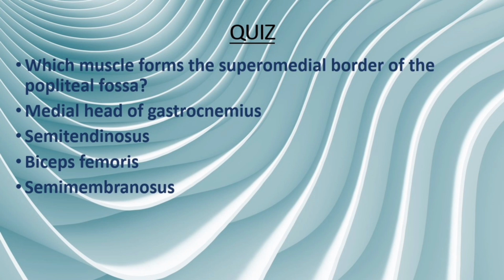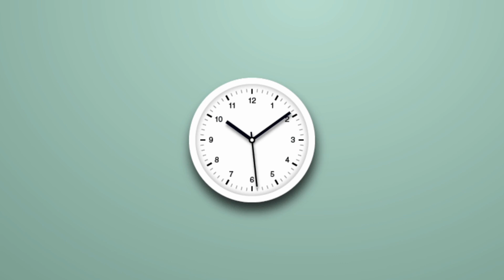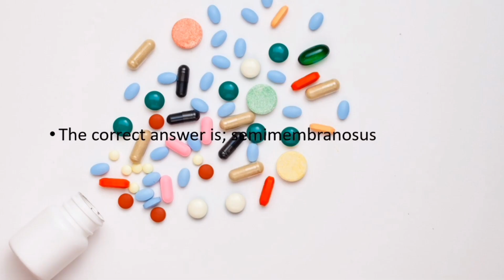1. Which muscle forms the superomedial border of the popliteal fossa? Medial head of gastrocnemius, semitendinosus, biceps femoris, semimembranosus. The correct answer is semimembranosus.